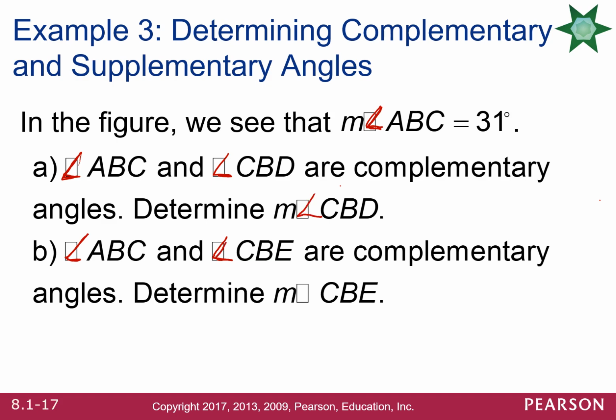Angle ABC and angle CBD are complementary angles. Complementary means that the sum of those two angles will equal 90 degrees. Complementary angles add up to 90 degrees. So determine angle CBD. They've given the measure of one angle, and they say the sum of both angles is 90 degrees based on the fact that they're complementary. So we have to find the angle CBD.